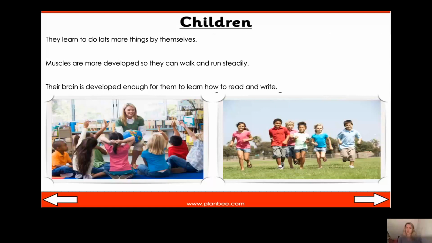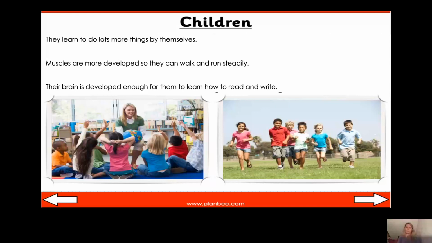Now, your brain is also developed. Okay, so your brain has developed from when you were a toddler. So this means that you can learn how to read and write and do all sorts of other things. So at school, you learn to read and write, don't you? And that's because your brain has developed. But a toddler wouldn't be able to do this because their brain is not yet developed enough.